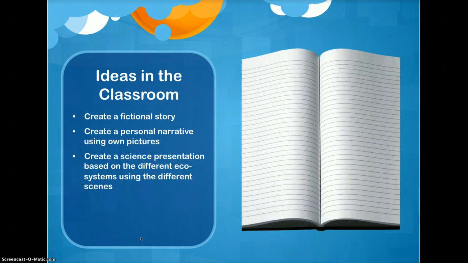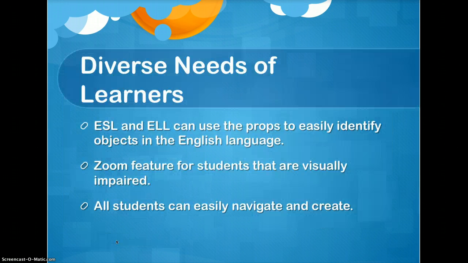Ideas in the classroom: you could create a fictional story with StoryJumper. You could create a personal narrative by uploading your own pictures. You could create a science presentation based on the different ecosystems using the different scenes that are available. In order to reach the diverse needs of learners, ESL and ELL students can use the props to easily identify objects in the English language.